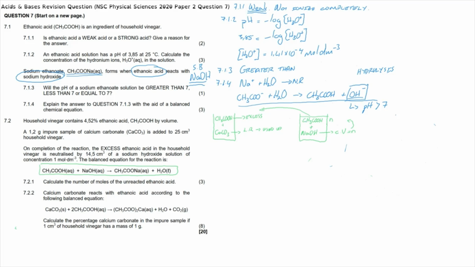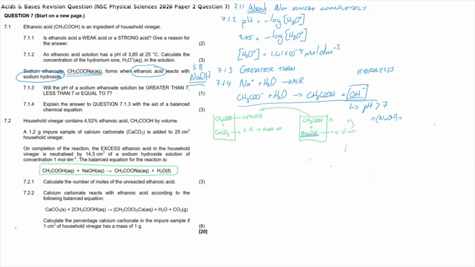So we're going to start at question 7.2.1, which asks us to calculate the number of moles of unreacted ethanoic acid. We do this by seeing that our ethanoic acid reacts with sodium hydroxide. We can calculate the number of moles of sodium hydroxide. Because there are so many substances present in these questions, it's important to show exactly what we're calculating the number of moles of.